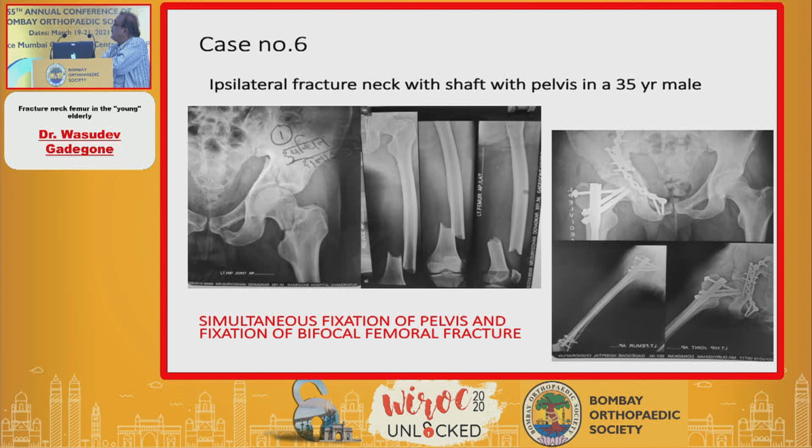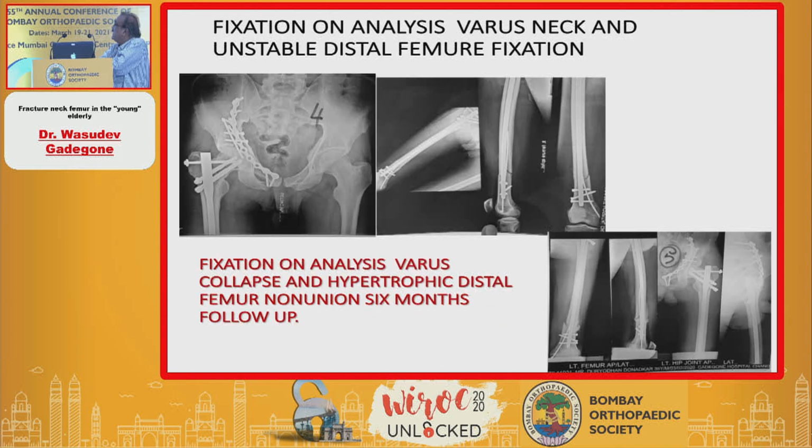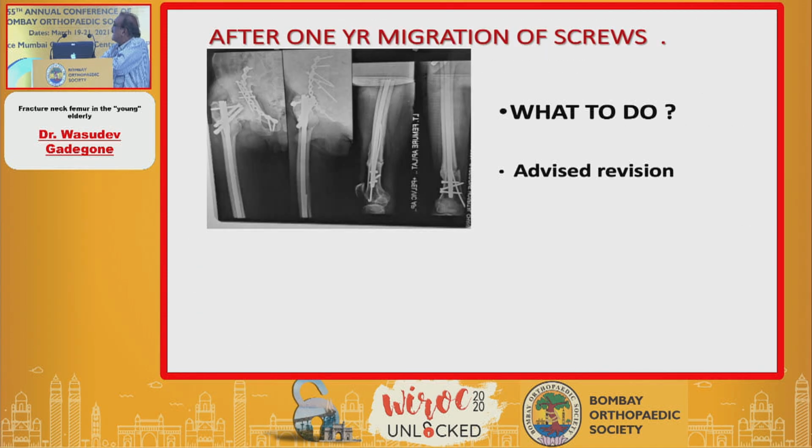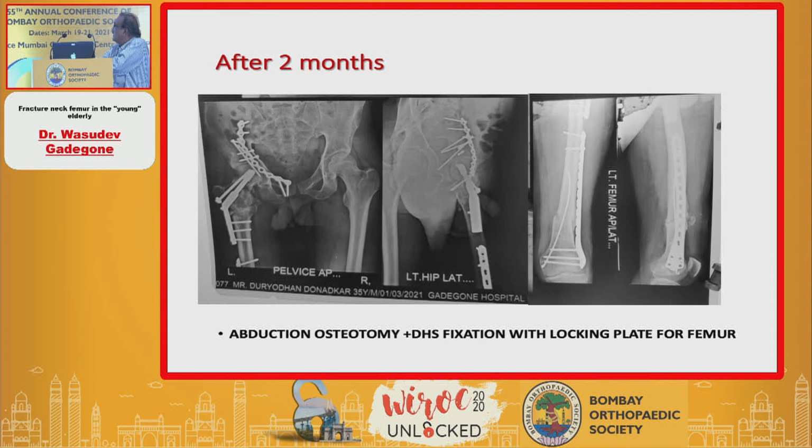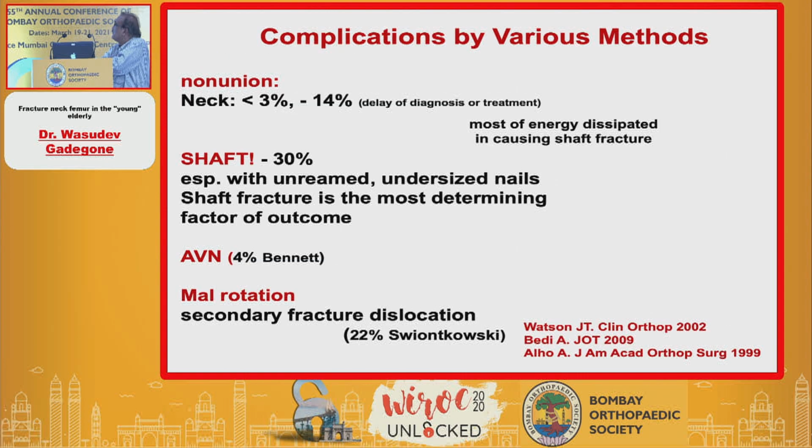It is an ipsilateral pelvis, cervicobasal shaft fracture treated by a single implant. The implant failed because of inadequate fixation of the shaft, and you can see what to do. There is cavitation, migration of the nail, and advice is revision, and I did it. Now it is 2 months later, still revision, abduction osteotomy, and then plating of this. So the result is awaited: abduction osteotomy, DHS, locking plate for the femur. So it is possible, but the complications of these injuries are many, whether you use a single implant or double implants, and in 30% of the cases, it may require a revision surgery.